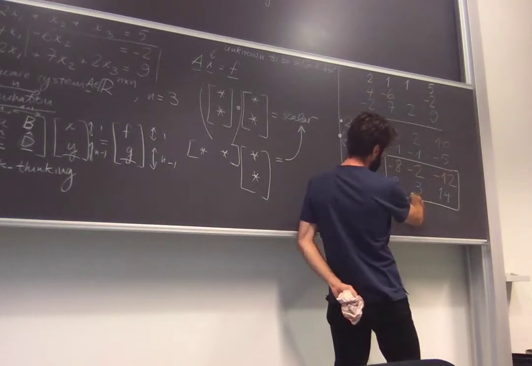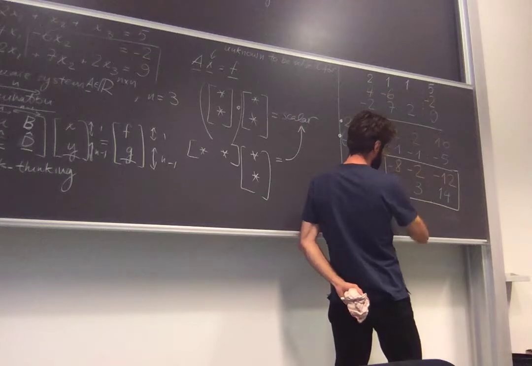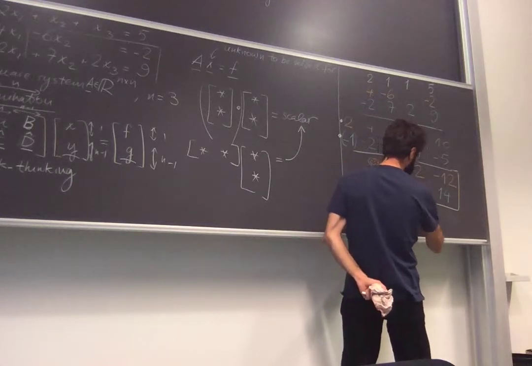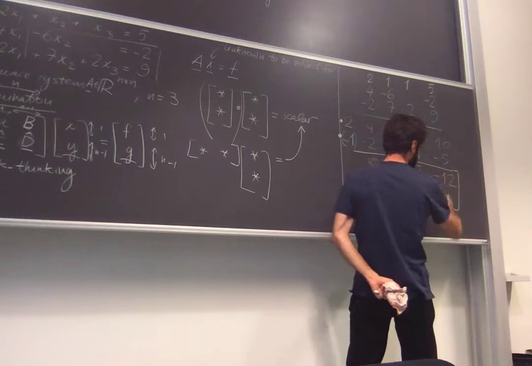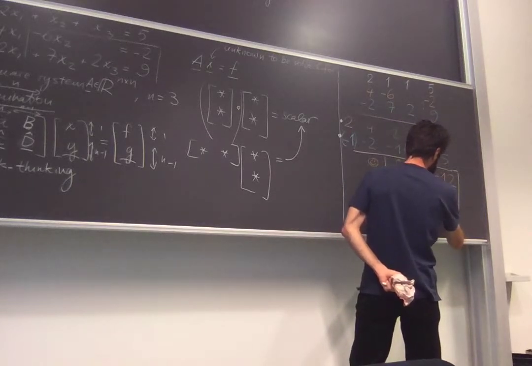Start with. Okay, so what I get here is -2 multiplied by -1. How much is that? That's 2. And I get -1 multiplied by -12. And that's 12.